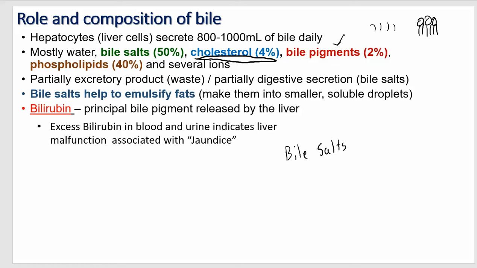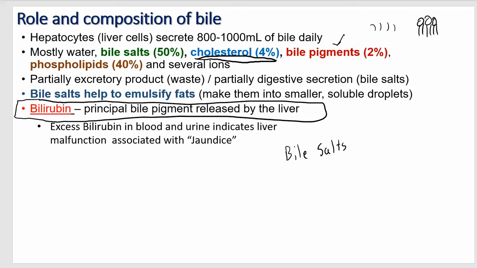Okay? But it also has this digestive role, these bile salts. Those are necessary for proper digestion of fats. Otherwise, the fat would just run through you and you would not have pleasant stools. Okay, so bile salts help to emulsify these fats, make them into smaller soluble droplets. And then there is this bilirubin. Okay, so we're going to talk about that before we go back and talk about the pigments.